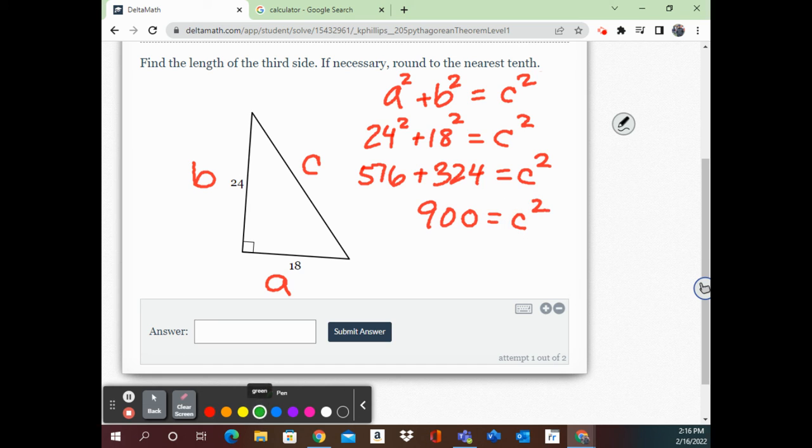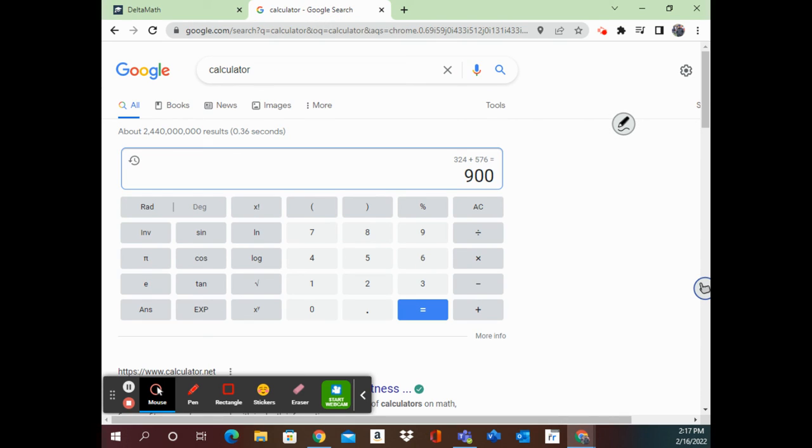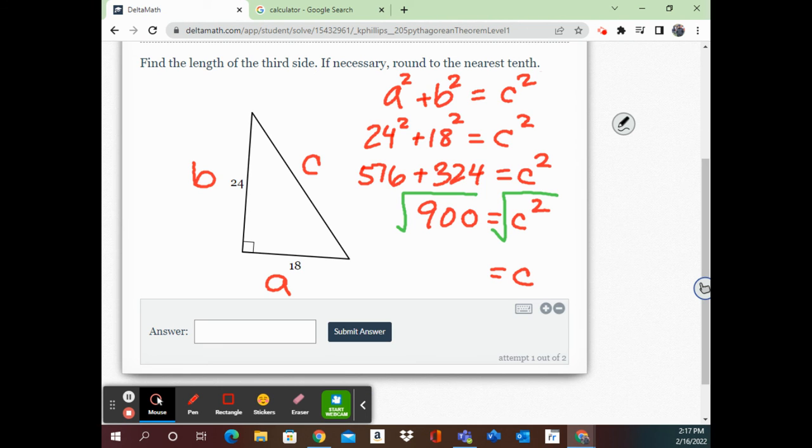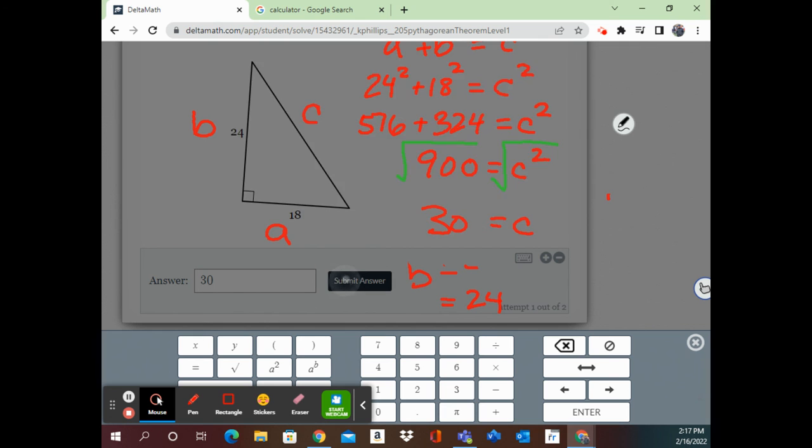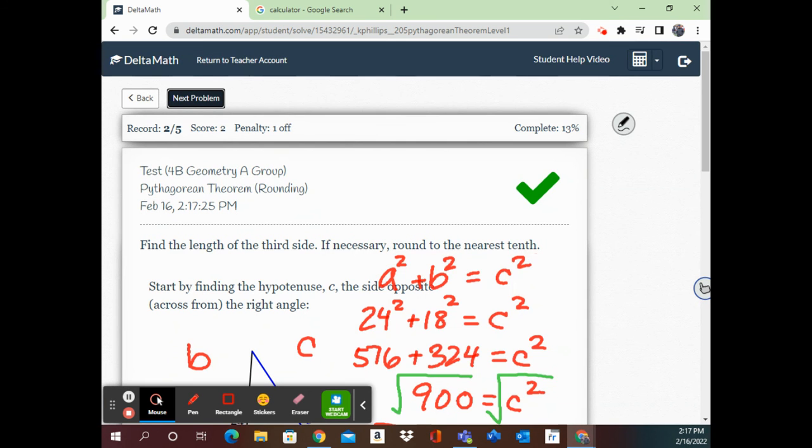Then I want to take the square root of both sides to give me what my C is. So I go to my calculator, I go to square root 900, and that's going to give me 30. So now I know that the missing side would be equal to 30. I'll go ahead and type in my answer of 30 and hit submit.